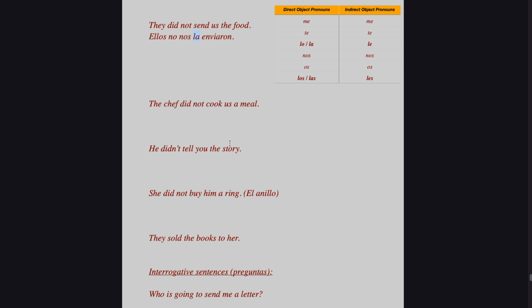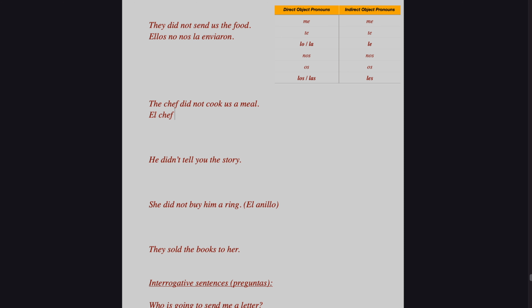The chef did not cook us a meal. So el chef, no, what's the indirect object? Us, "nos." A meal, I will go with almuerzo, el almuerzo. So I'll go with "lo" because el almuerzo is a masculine noun. "No nos cocinó." Cocinar is to cook. "El chef no nos lo cocinó." Next, you can always take "la" also if you want to go with la comida.